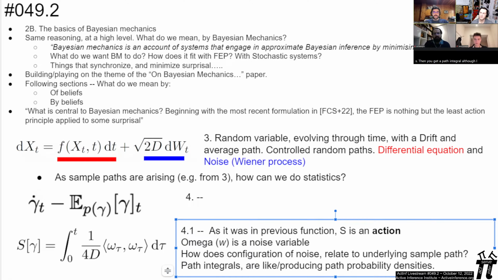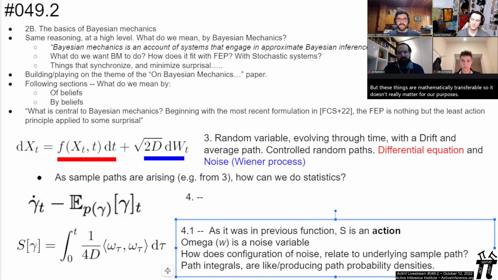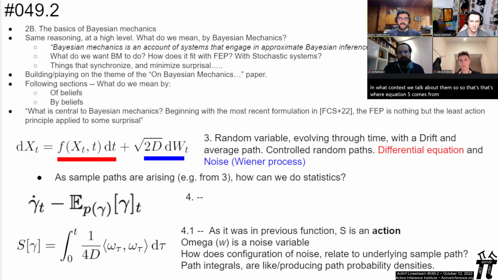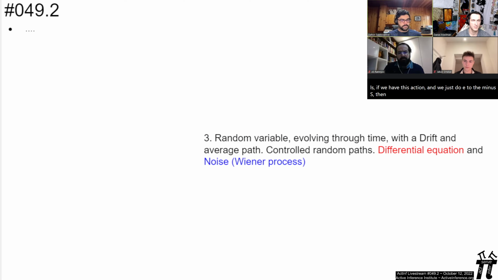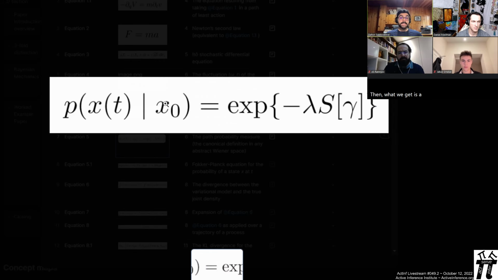Although I've left some details out, because that's a path integral for a statistical field theory, what we call after Wick rotation. In quantum field theory, we add an i, an imaginary variable. But these things are mathematically transferable, so it doesn't really matter for our purposes in what context we talk about them. So that's where equation 5 comes from: if we have this action and we just do e to the minus S, then what we get is a path probability density.